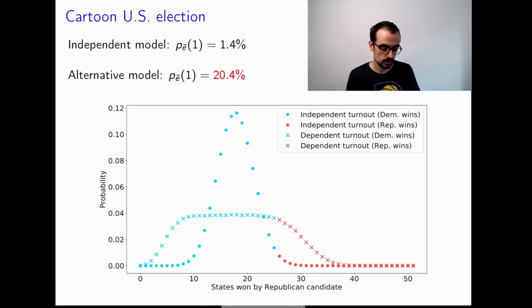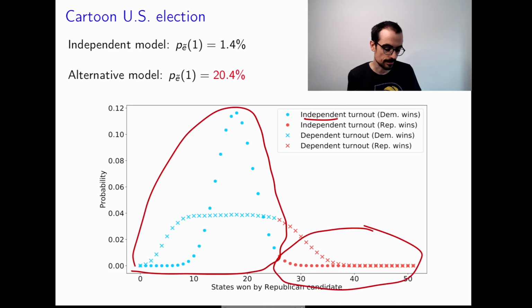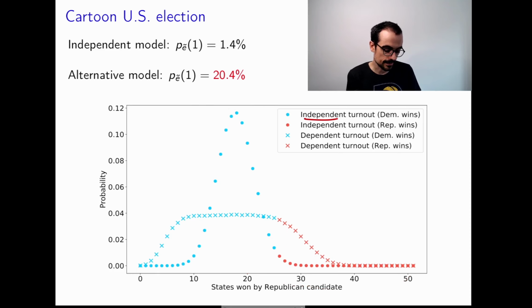Here, I just wanted to show you what the probability of each candidate winning a certain number of states looks like under the two models. So under the independent model, in blue is the number of states such that the Democrat wins the election. So if the Republican only wins like 10 states, then the Democrat obviously wins the election. So the cutoff here is there at 25. So, if we end up in any of these blue points, then the Democrat wins. If we end up in the red ones, the Republican wins. And this is under the independent turnout.